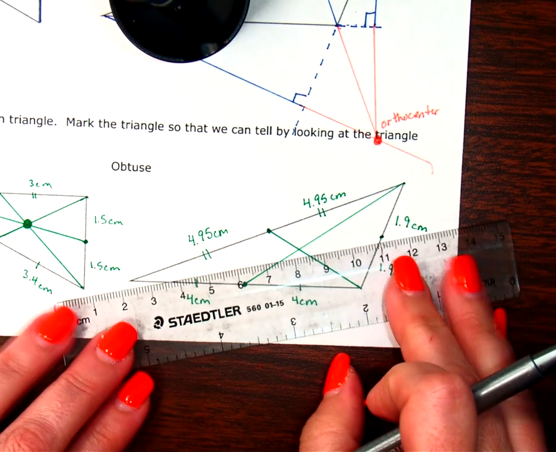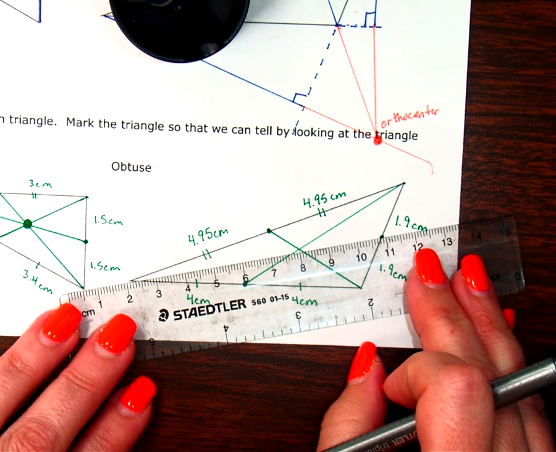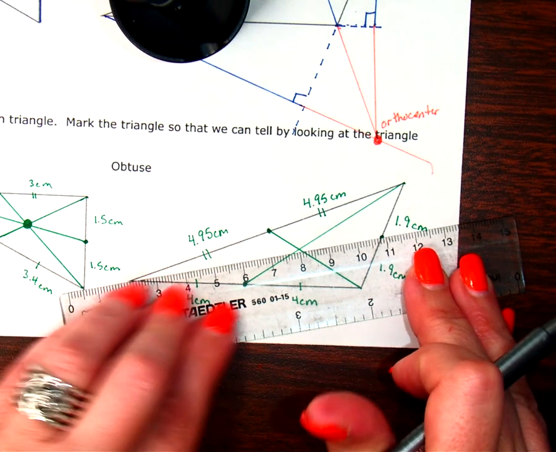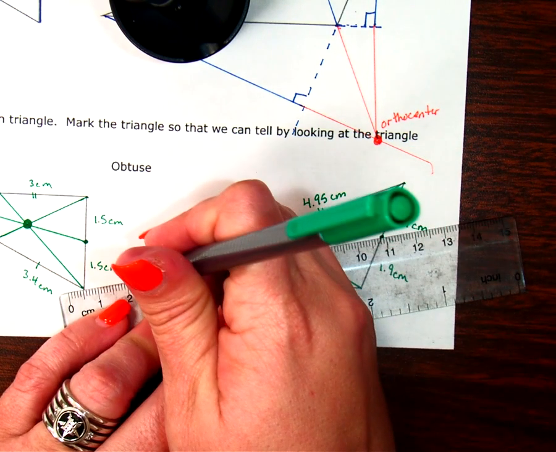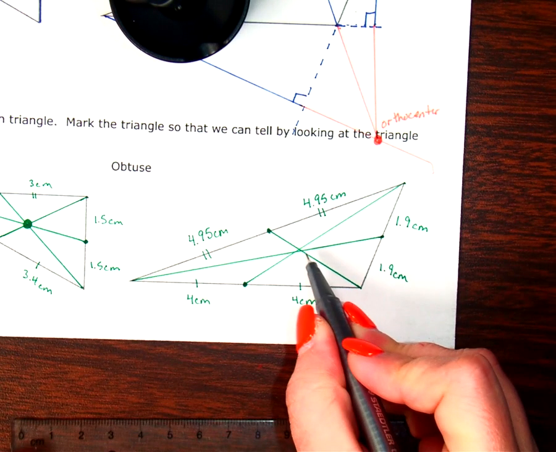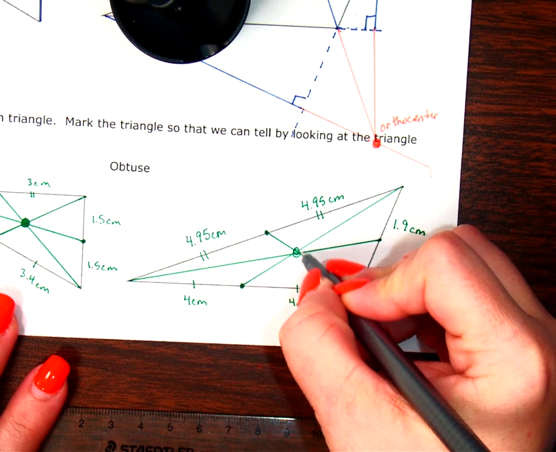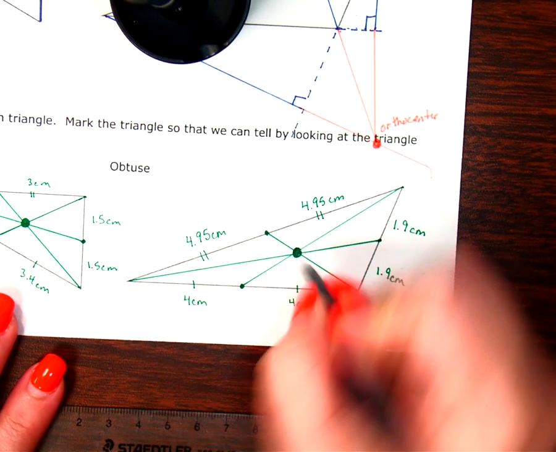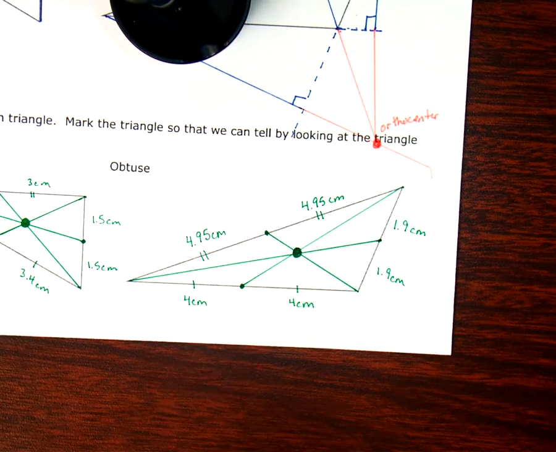And when I connect that back to my original point, hopefully it goes right through the centroid. If not, we'll fix it. Oh, it might be a little bit off. That's okay. We're human. So I have a little gap in there. That's okay. Nobody's ever going to know we have it because I'm just going to make a bigger dot. Okay? There is my centroid for my obtuse triangle.